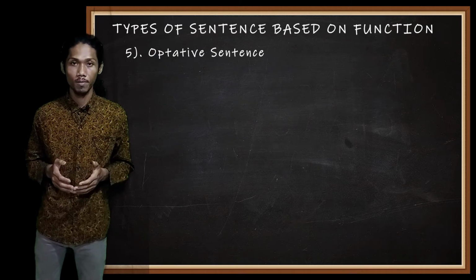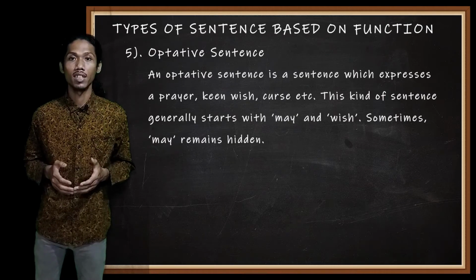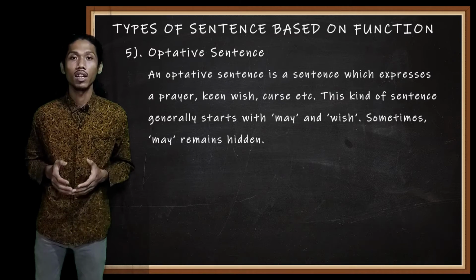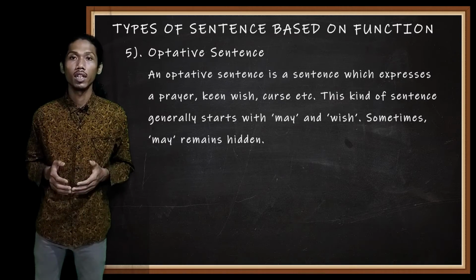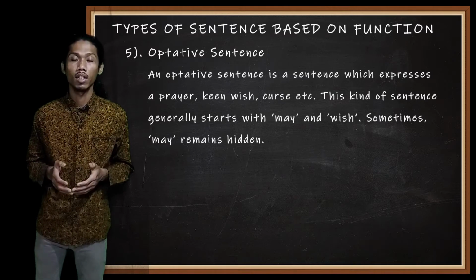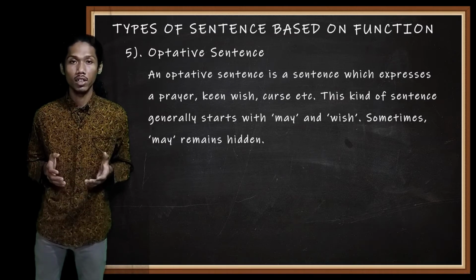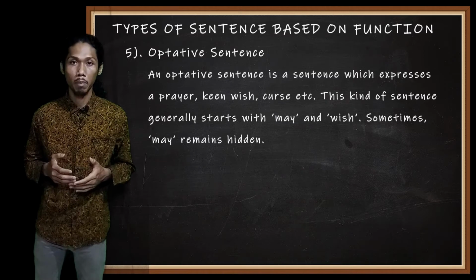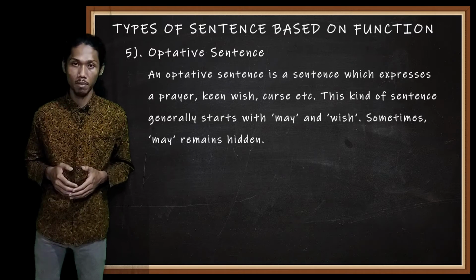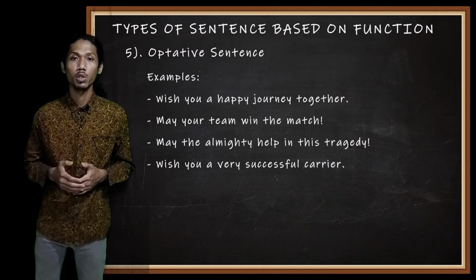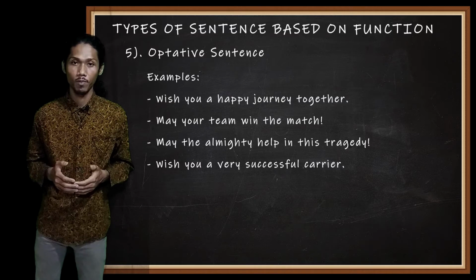Optative sentence. An optative sentence is a sentence that expresses a prayer, keen wish, curse, etc. This kind of sentence generally starts with may or wish. Sometimes may remains hidden. For examples, wish you a happy journey together.